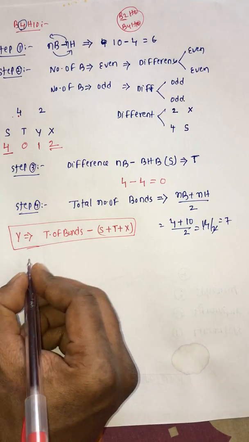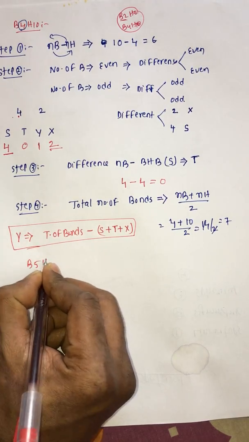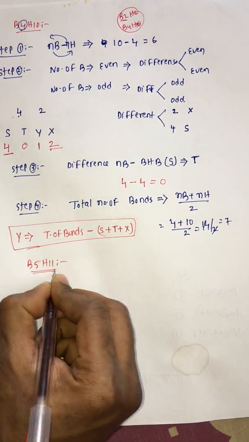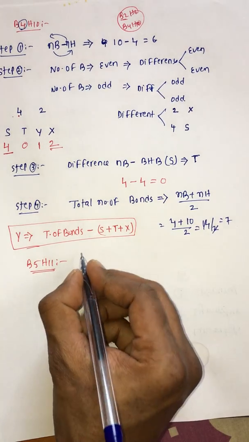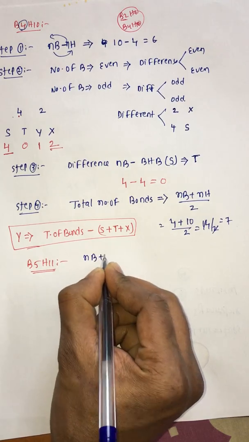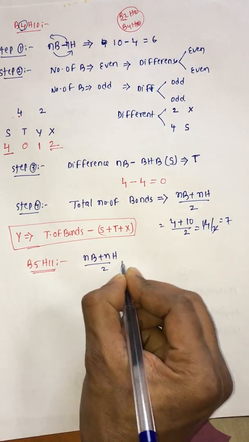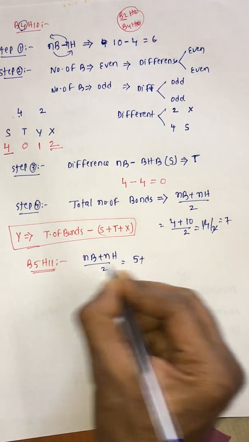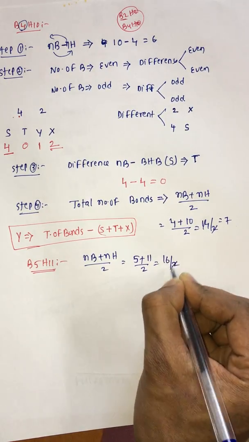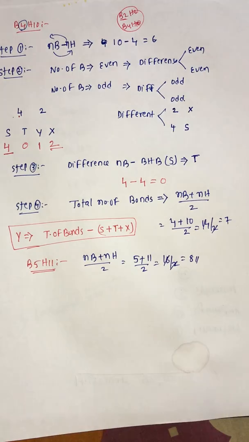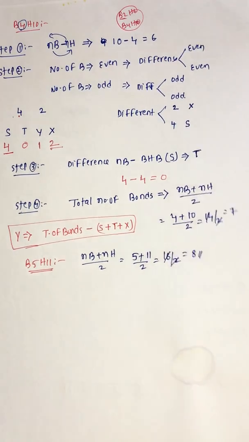And next we will take B5H11. It's better to calculate the total number of bonds initially itself. So we calculate the total number of bonds: number of borons equals 5, number of hydrogens equals 11, by 2. This is 16 by 2, so we will get 8 bonds. Okay, so now step 1.